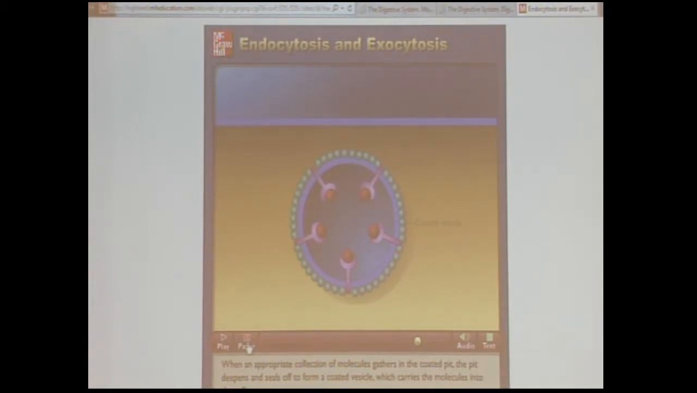So basically you've got a receptor that has a certain shape, and if something binds to it that has the shape that fits it, the cell brings it in a vesicle like that.